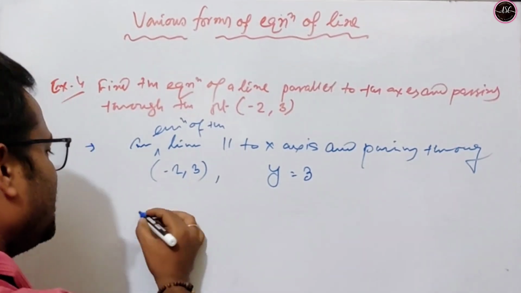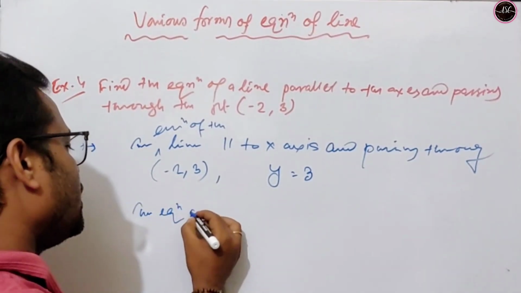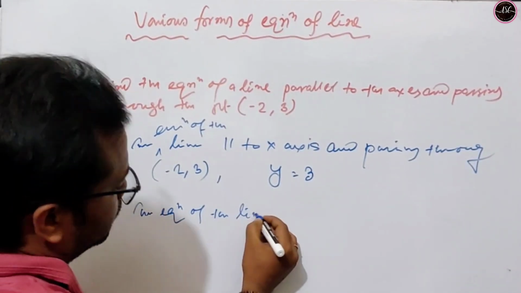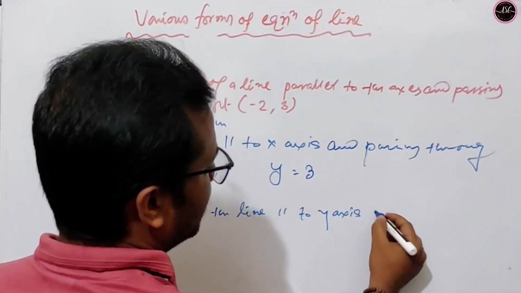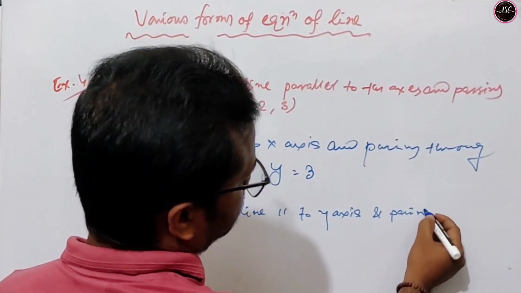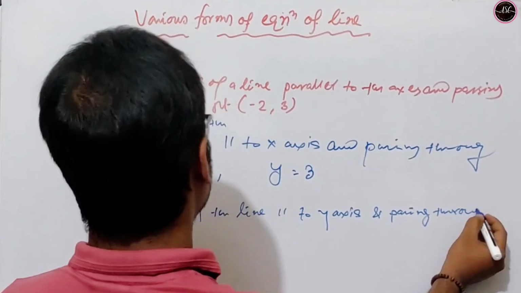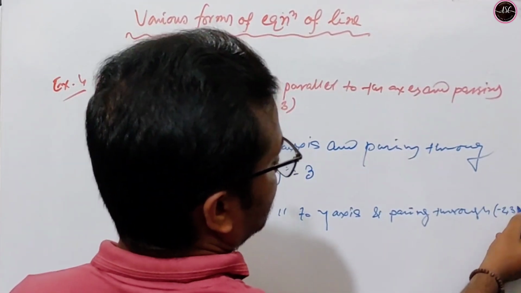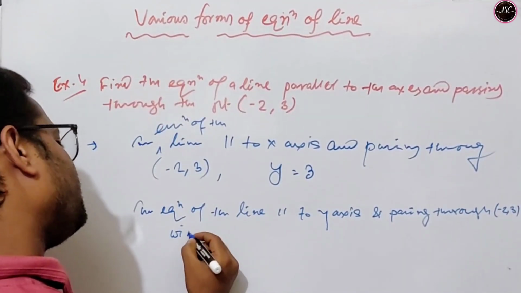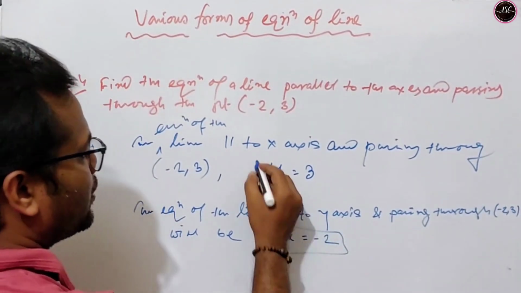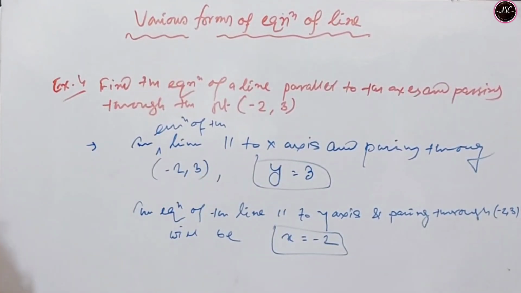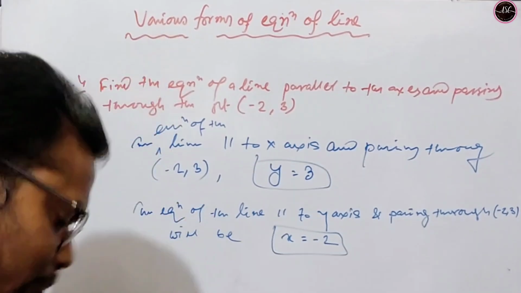And the equation of the line parallel to y axis and passing through minus 2, 3 will be x equal to minus 2. This is an example. Okay, clear?